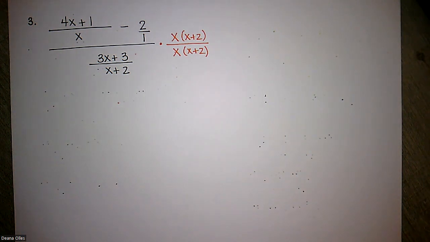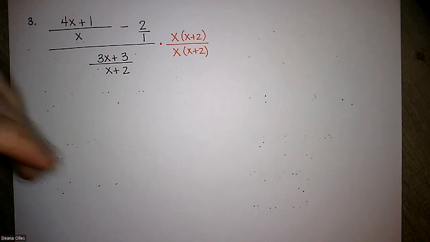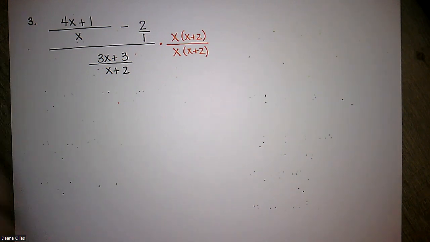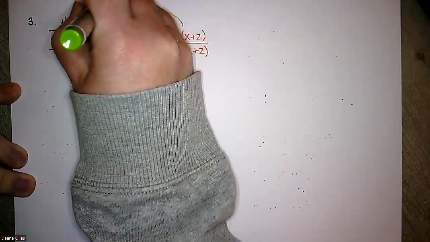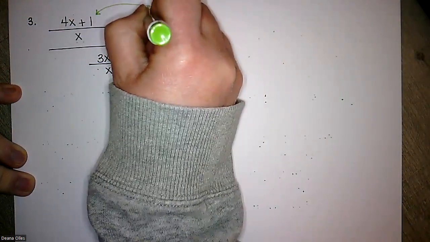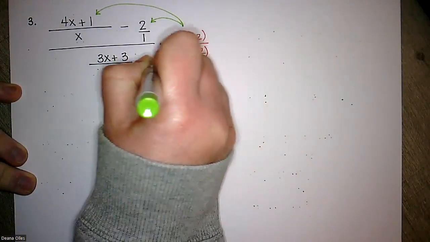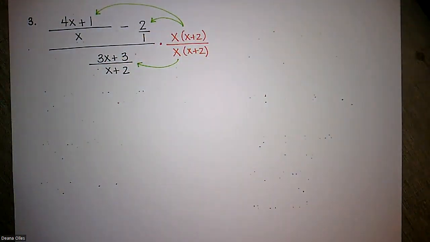Where we have, excuse me, I'm trying to find my marker that I just used. There it is. So we have x times x plus 2 being multiplied into the first term, into the second term, and there's nothing to really distribute here. Okay.